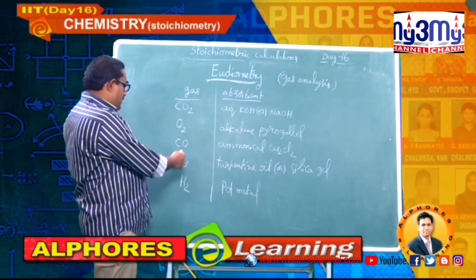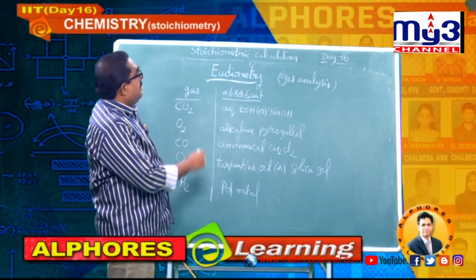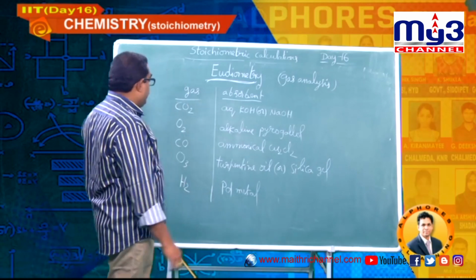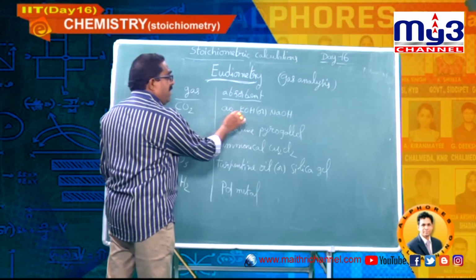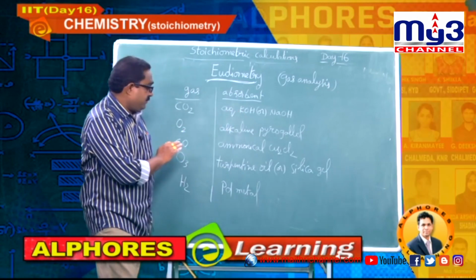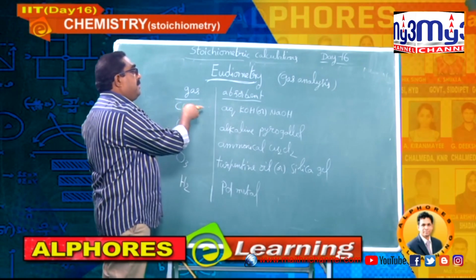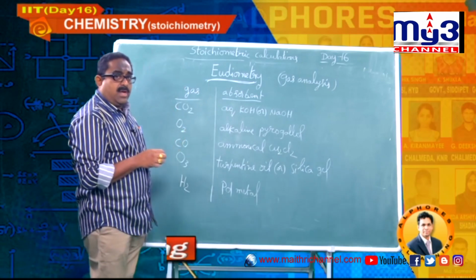At least these 5 we can remember for the calculations involving eudiometry concept. Carbon dioxide is usually absorbed by aqueous potassium hydroxide or sodium hydroxide. Write down, students. Carbon dioxide is usually absorbed by passing the gas mixture through aqueous KOH or sodium hydroxide.